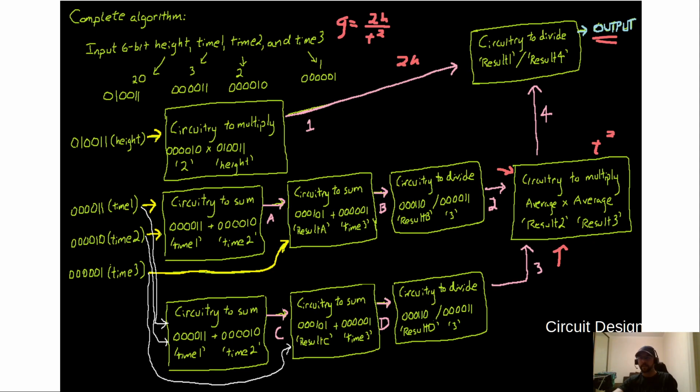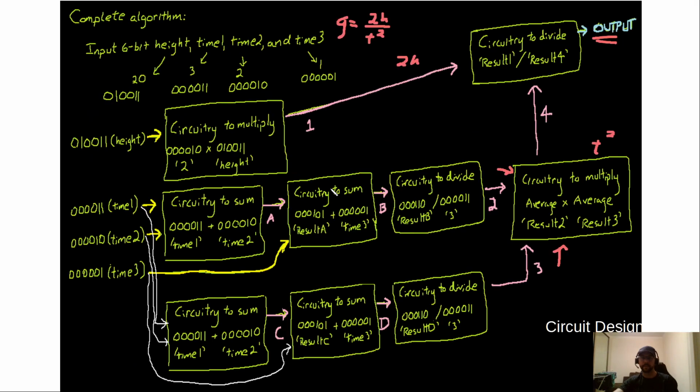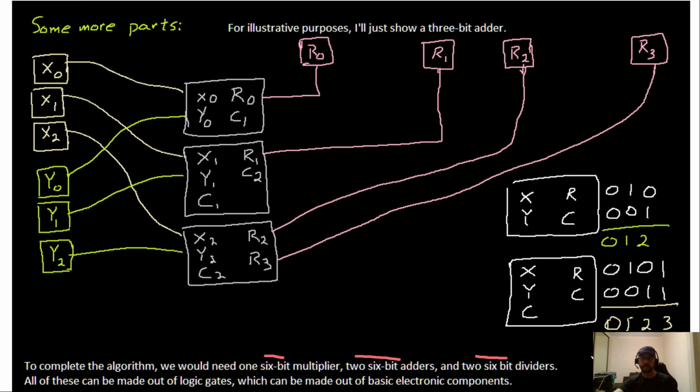Okay. I'm just going to show the details of one 3-bit adder. So again, this is what we would need, a 6-bit multiplier, 2 6-bit adders, and 2 6-bit dividers. Was that right? Whatever I showed in the first picture was right. I feel like that might not have been right, because we just showed we need 4. Oops, these numbers aren't correct down here. Sorry about that. It was correct on the other slide.